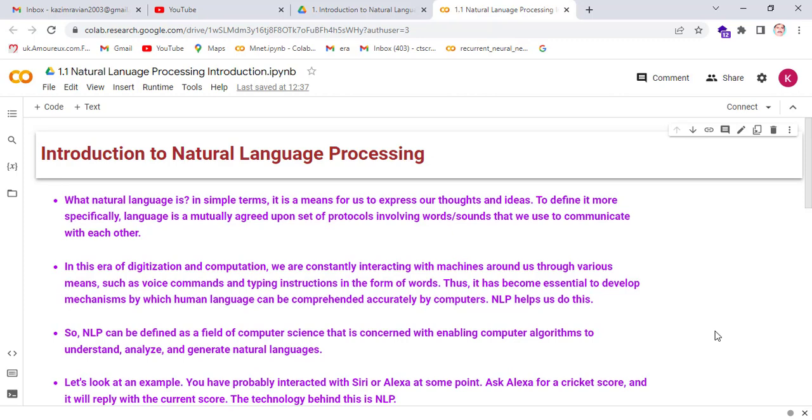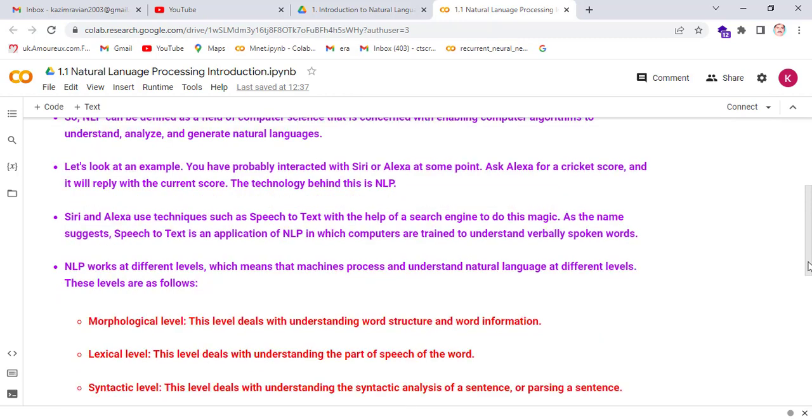So NLP can be defined as a field of computer science that is concerned with enabling computer algorithms to understand, analyze, and generate natural languages.